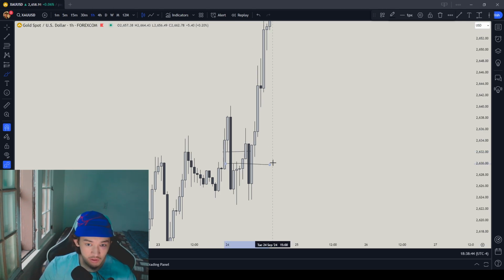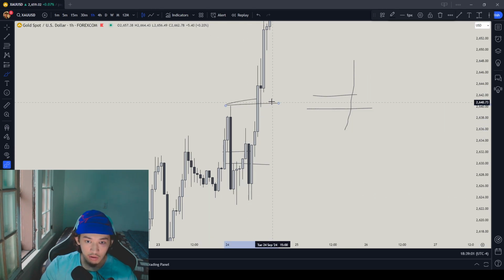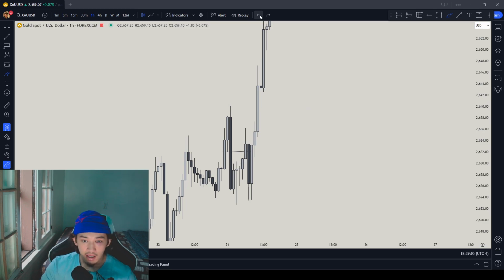I don't like to use it as a main confluence PD array. I like to use it as a breakup structure where if a fair value gap right here gets disrespected, right, goes right straight above it, that to me means, okay, market wants to go over here. Market wants to expand from here, right? Go to the all-time high and expand higher from here, right? That is for me how it acts as a breakup structure.